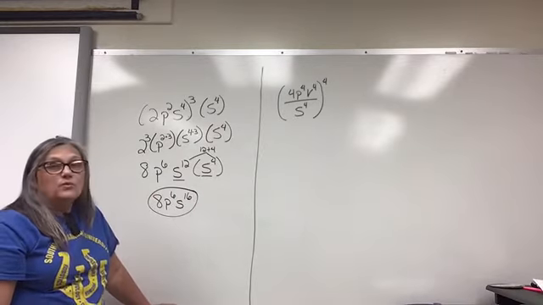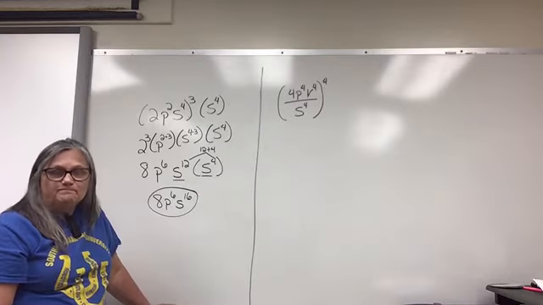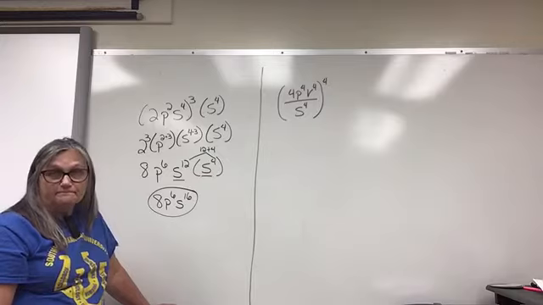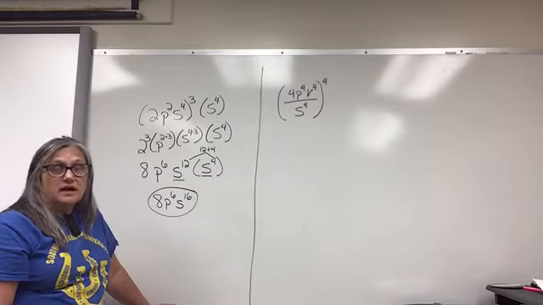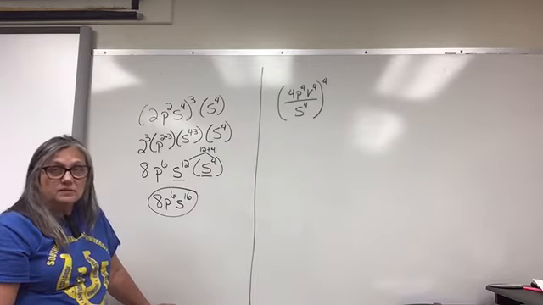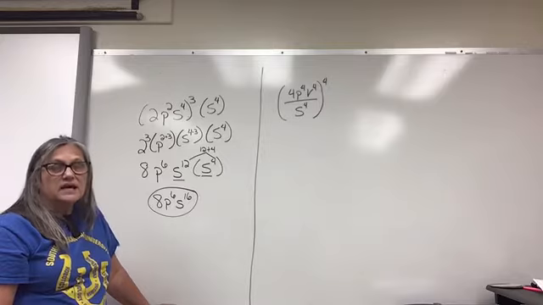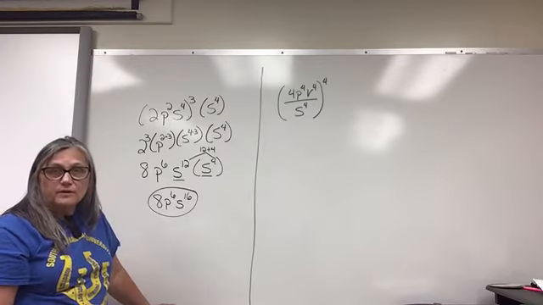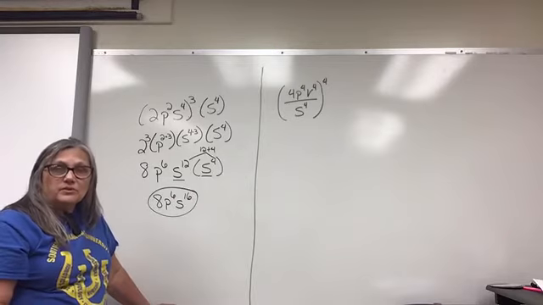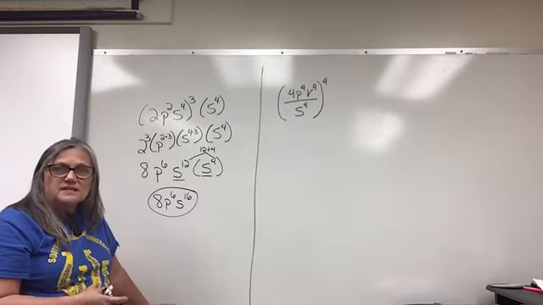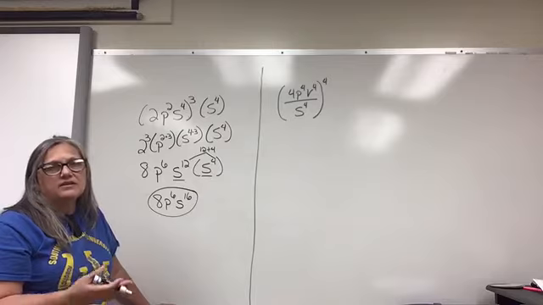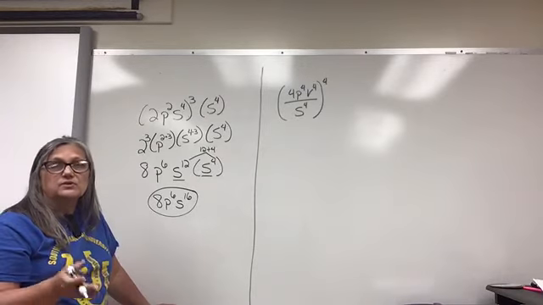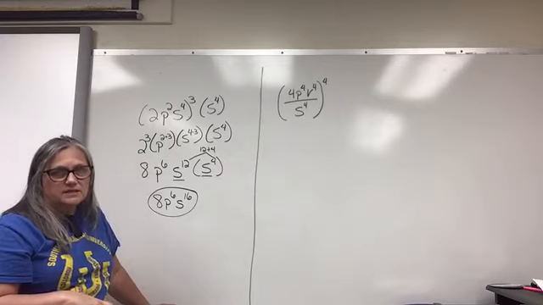Now let's look at that wonderful thing right over there. I have a fraction that has a number, it has variables, and it has exponents, and the entire thing is being raised to the power of 4. Remember that when it's in parentheses, I have to distribute that exponent, or the power it's being raised to, to everything inside the parentheses.